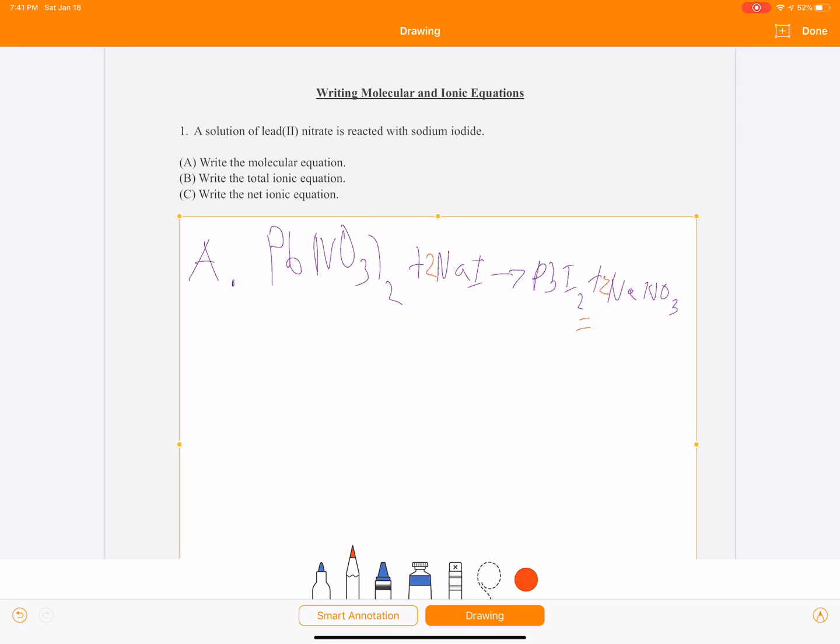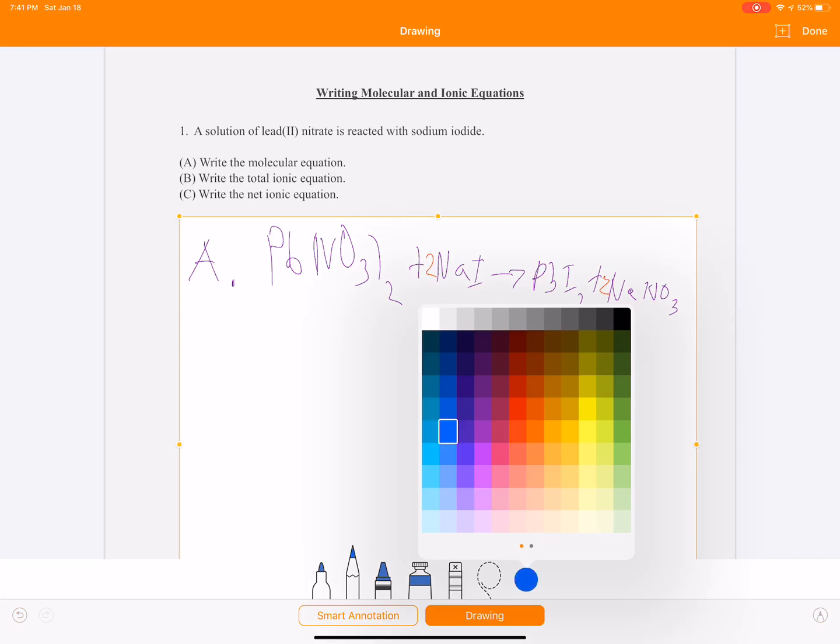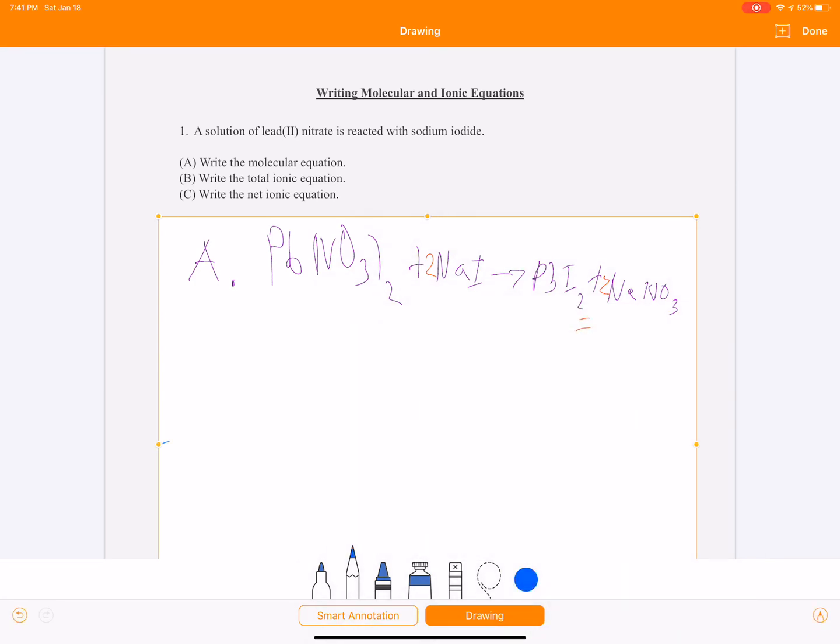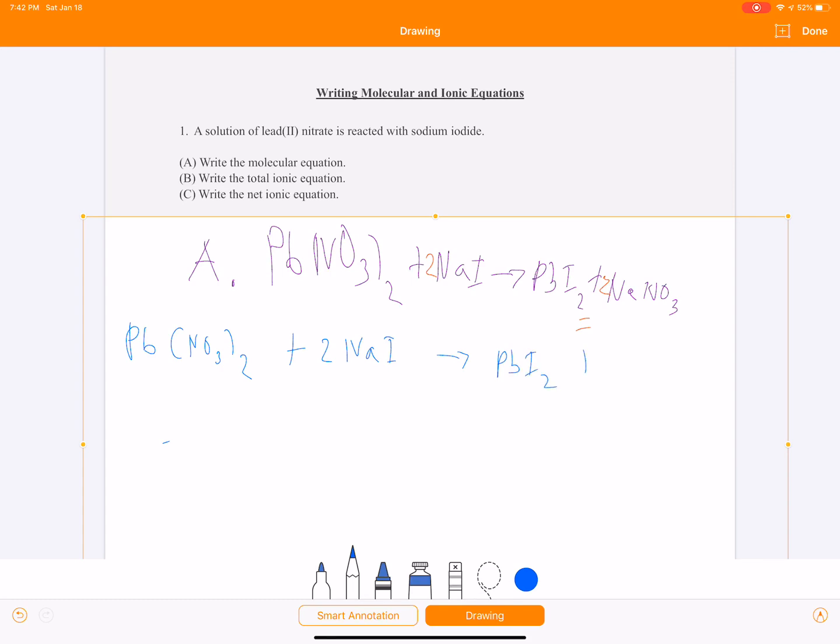Okay, so let's rewrite this full equation here nicely so we have something to work with. Give us lots of room here. So we have lead 2 nitrate plus sodium iodide, and we get lead iodide and sodium nitrate. Okay, so that is the balanced molecular equation.